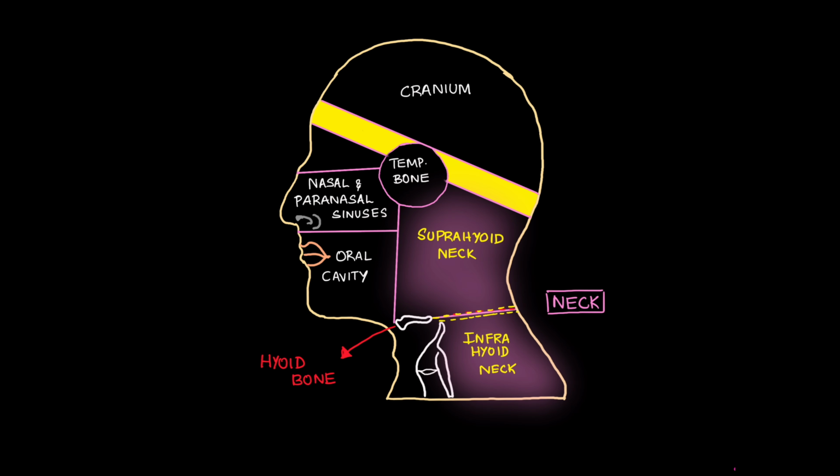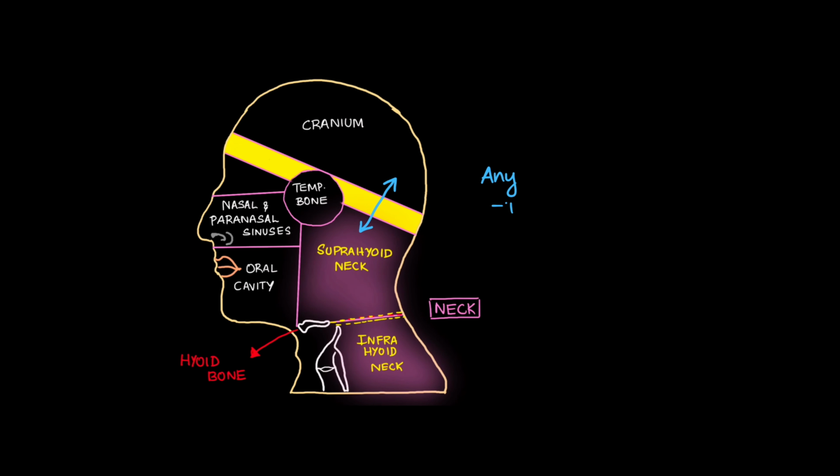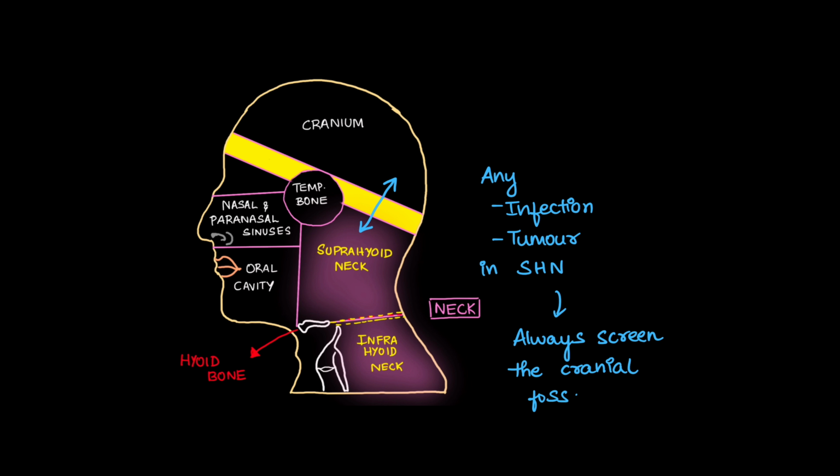The importance of suprahyoid neck spaces is that they are very close to the base of the skull. That yellow band is the base of the skull. Any infection or tumor in suprahyoid neck spaces may spread to the cranium, so always do intracranial screening for such things. Coming to what all spaces are in suprahyoid and infrahyoid neck.